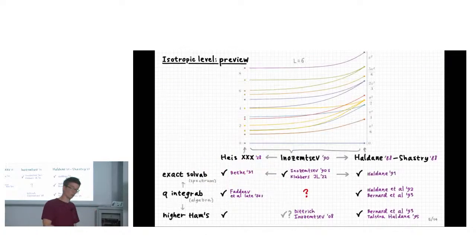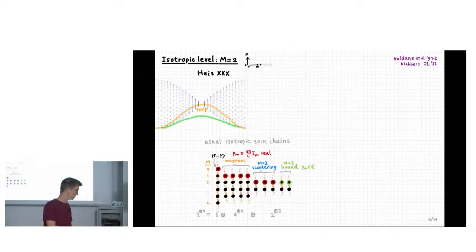All right, so what I'm going to do now is take the two-particle sector for arbitrary length, and I'm going to first start at Heisenberg, then I'm going to show you what happens at some random value of kappa for Inozemtsev, and then I'll show you a bit more about what happens for Haldane-Shastry. So we start with Heisenberg.